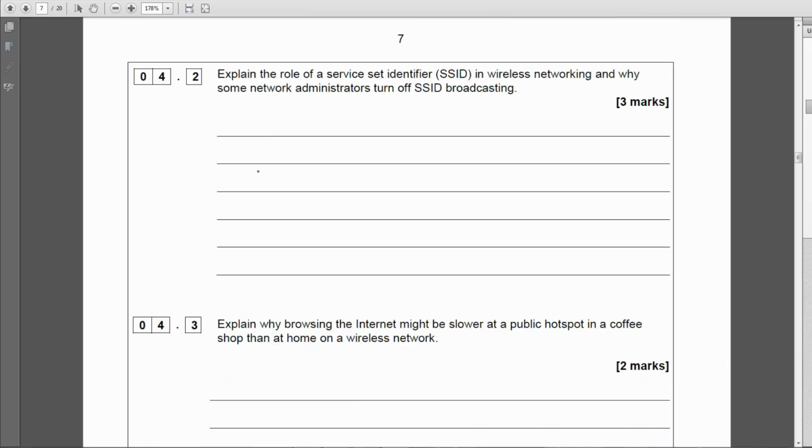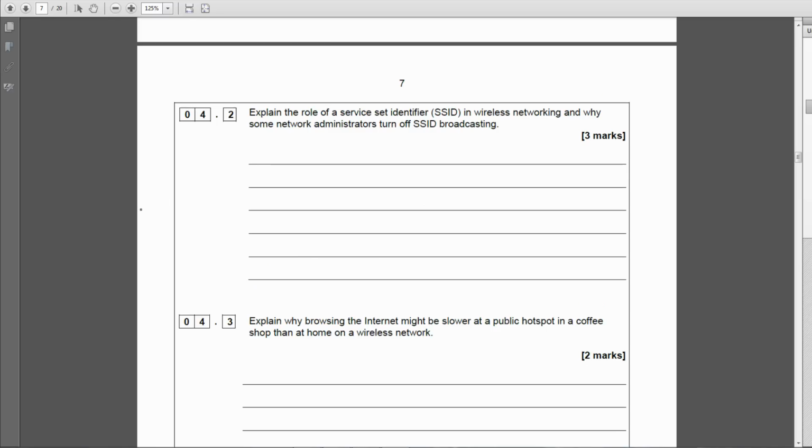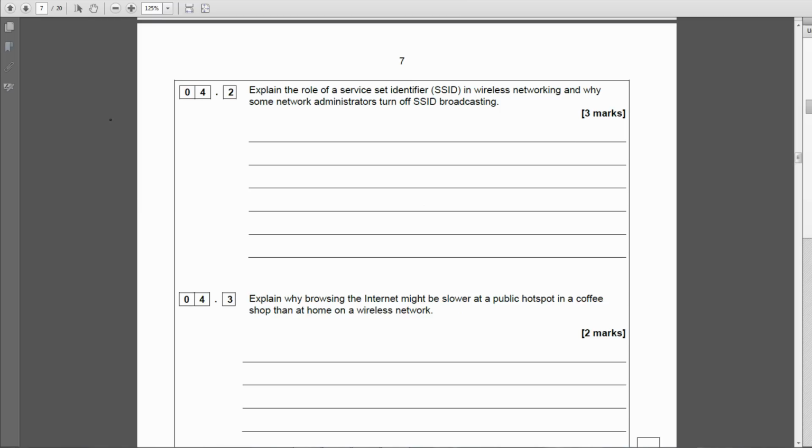Okay, so how many more bits have we got for this question? Just this? Yes, we've got 2 more parts. First one is about SSIDs, so service set identifiers, and again we're talking about wireless networking still. So an SSID is kind of like a network name. Again, that's kind of a basic description of them.